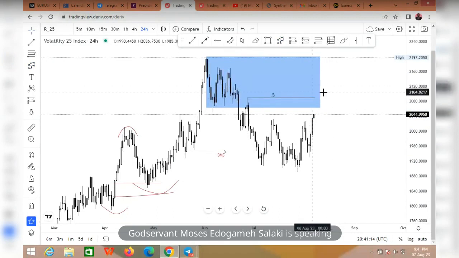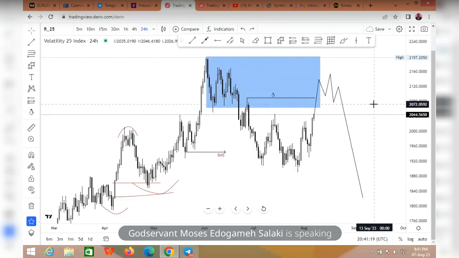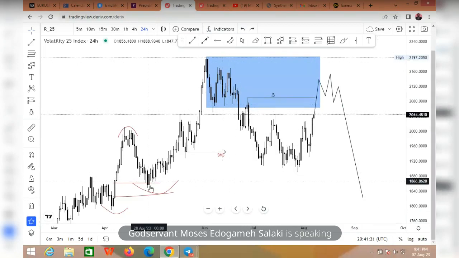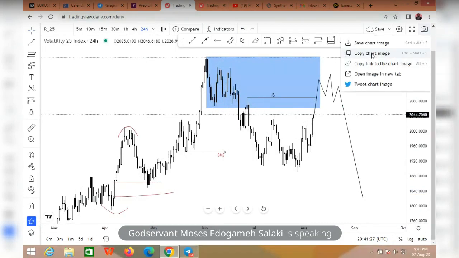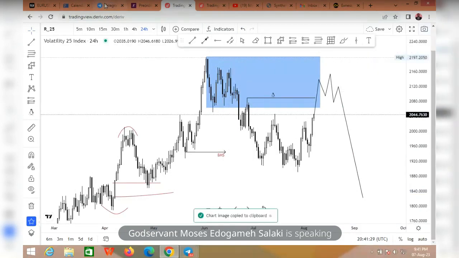And then I will want to play the retest. You get it now? That's what I'm looking for. That's my bias. I might be wrong, but for now, that's what I'll be looking at.